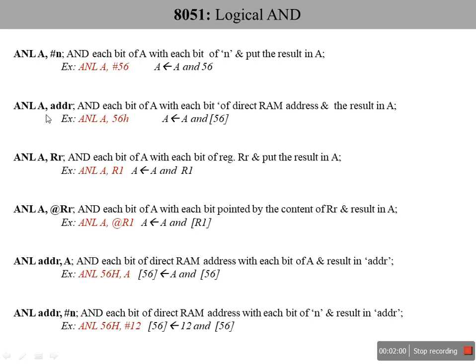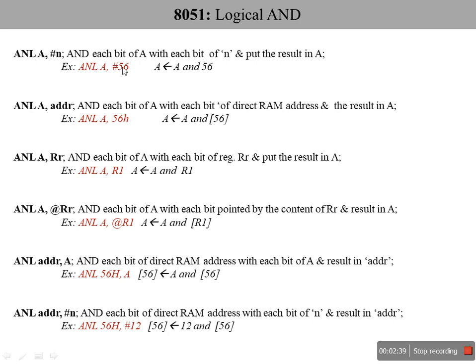Similarly, ANL A comma ADDR, that is address. Here the content which is found at a particular location, say address, will be logically ANDed with the content of accumulator, and the result will be in accumulator. For example, ANL A comma 56. Here this 56 is the address of the operand in internal RAM. The control goes to that particular address, say 56 here, and gets the data, and that data will be bit by bit ANDed with the data of accumulator, and the result will be in accumulator.